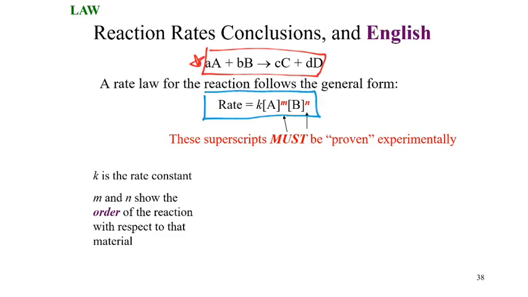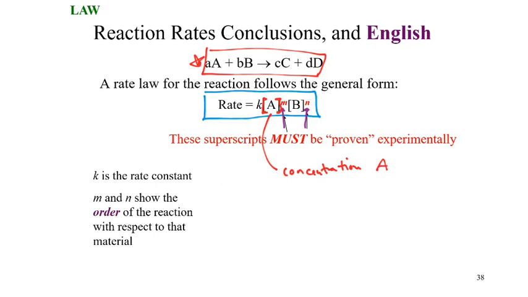One of the observations that is important to note is that the orders, which are shown as a superscript, have to be proven, or determined, experimentally. We'll look at that a little bit later. K is our rate constant, and those brackets, and this becomes an important observation, mean concentration of whatever is within that. This is going to become an important observation.